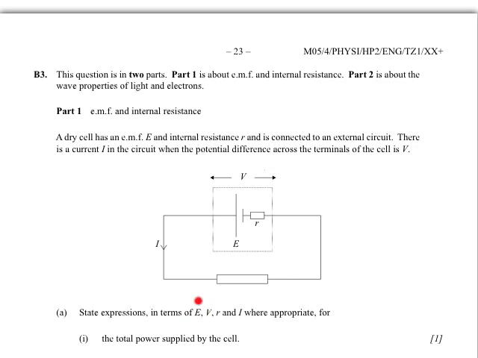So if you have a look at these, E is EMF, V is the potential difference across the terminals, R is the internal resistance, and I is the current flowing through the entire circuit.